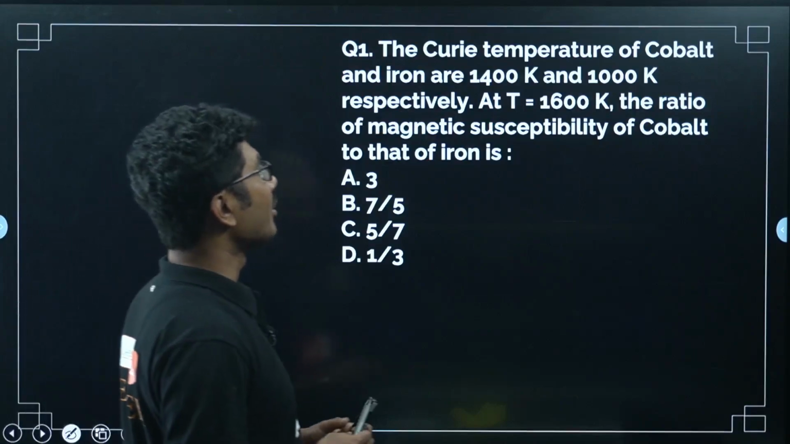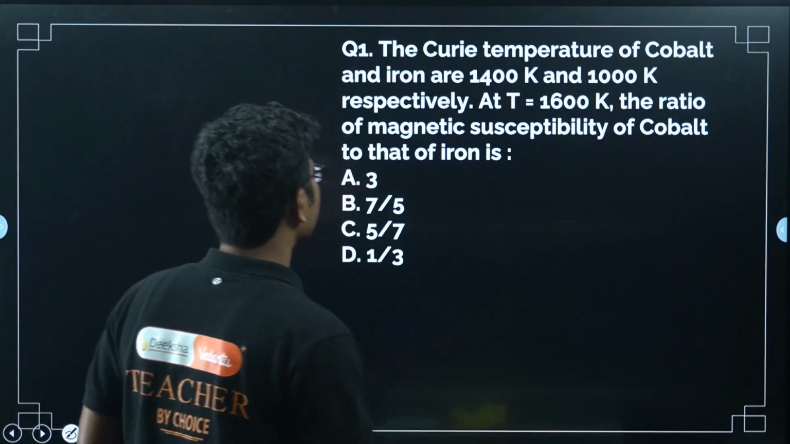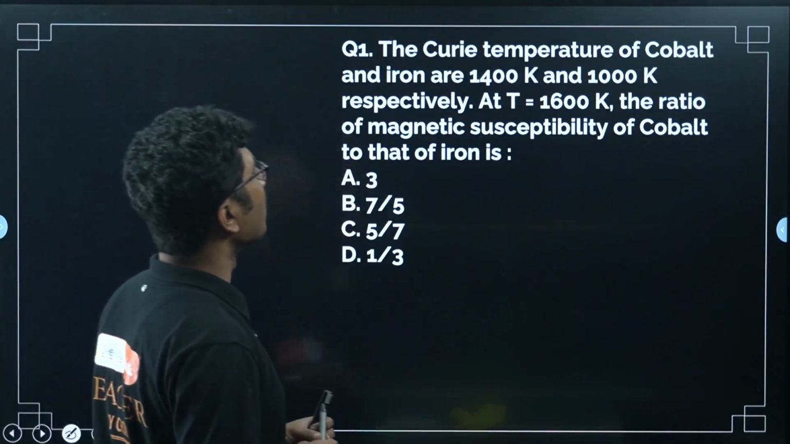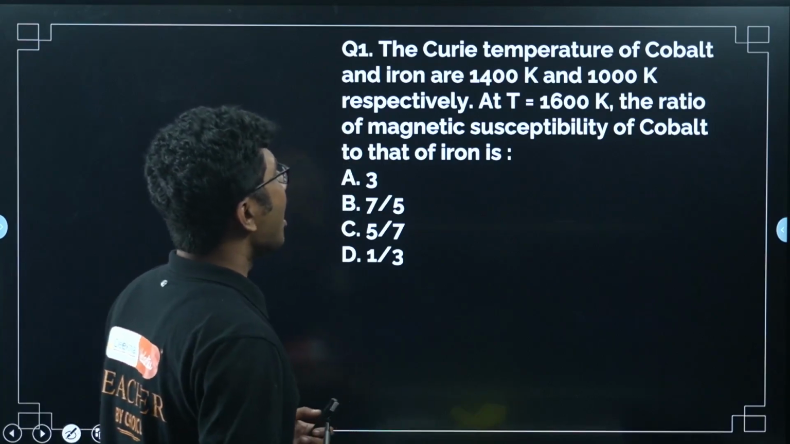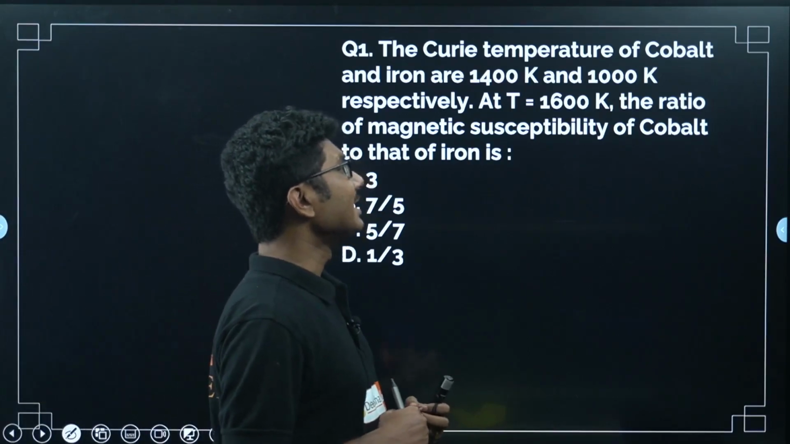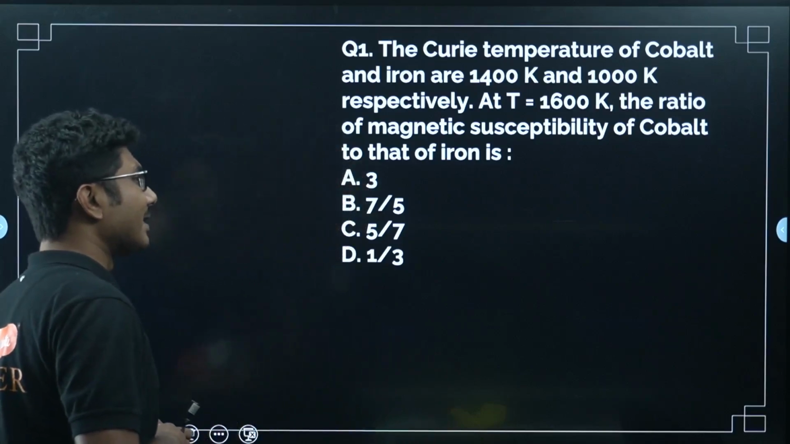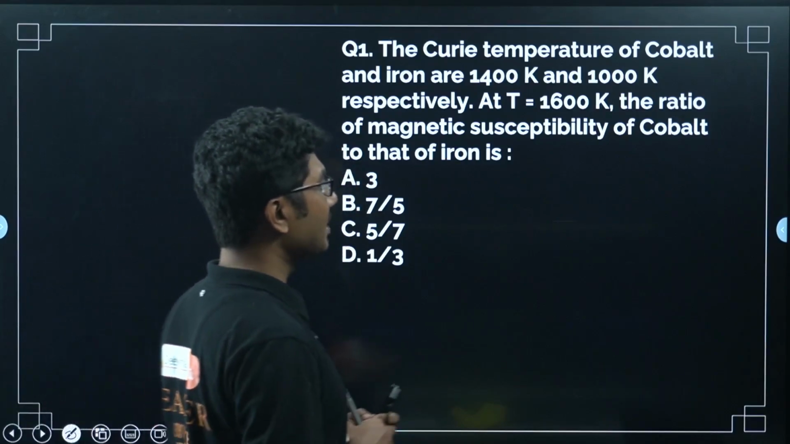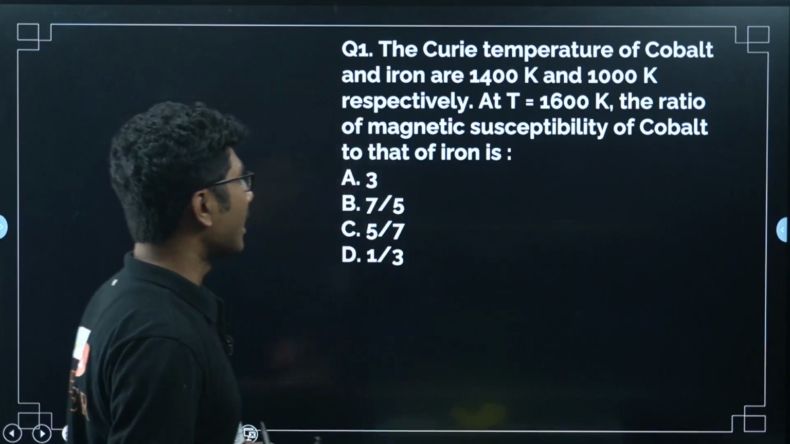Now let's move on to the questions. First question: the Curie temperature of cobalt and iron are 400 Kelvin and 1000 Kelvin respectively. At T equal to 1600 Kelvin, the ratio of magnetic susceptibility of cobalt to that of iron is?